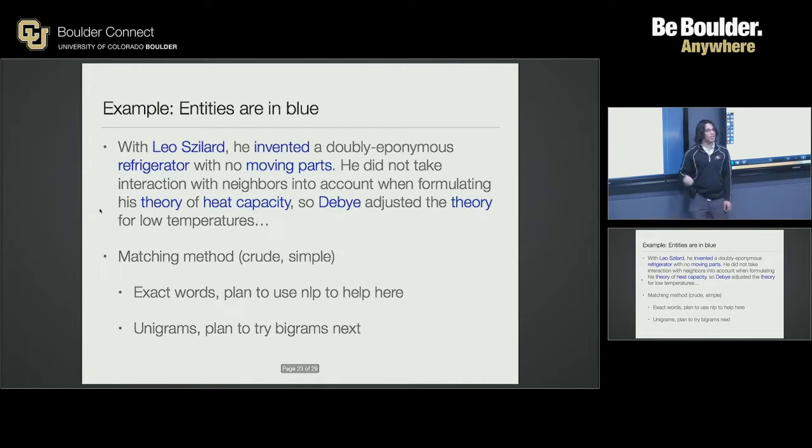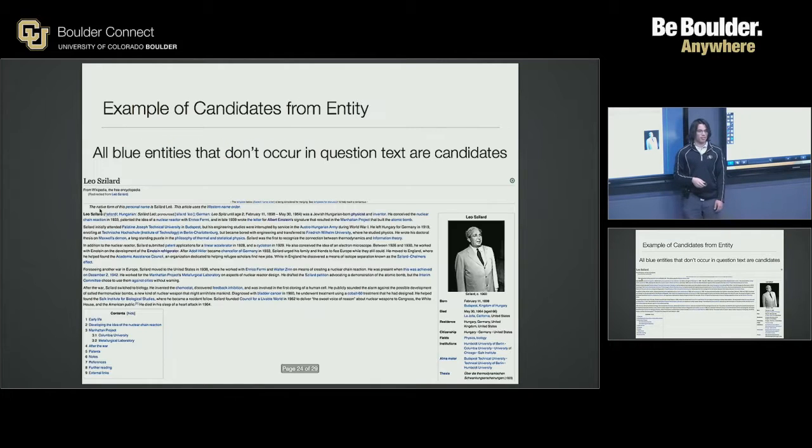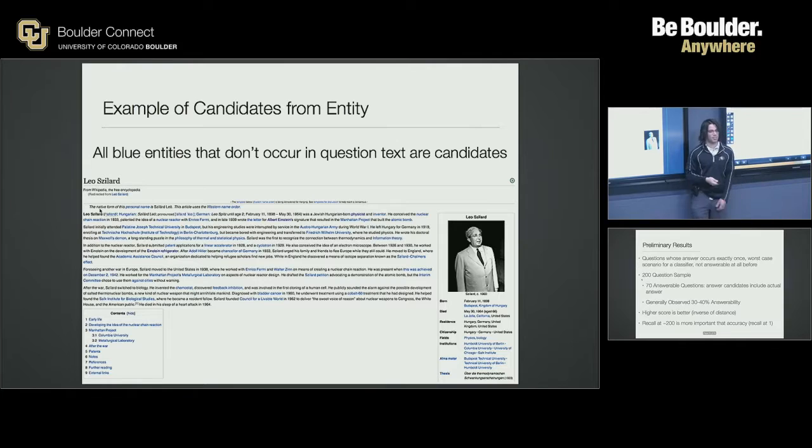So for example, in the blue are things mentioned in the Einstein question, and I do some crude matching just to say, well, if it's an exact match with a Wikipedia page title, then there's a match. So far I've done unigrams, but I'd like to try bigrams. So for example, this is the page for Leo. All the blue links are hyperlinks. So those would be all the things I would include as potential guesses.